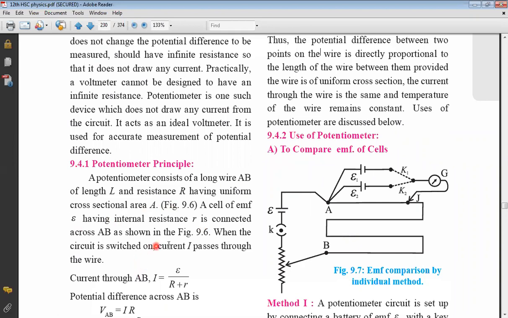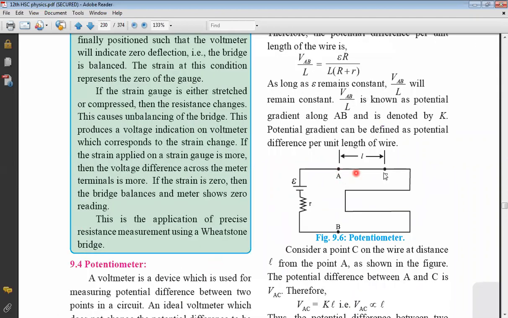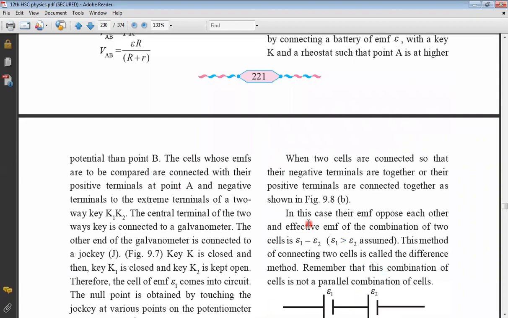And now let's continue. Current through potentiometer wire AB. Now current equal to EMF upon total resistance. So I, current, equal to EMF epsilon upon total resistance, which is external plus internal. So total resistance will be resistance of wire AB, which is capital R, plus internal resistance of the cell, which is small r.